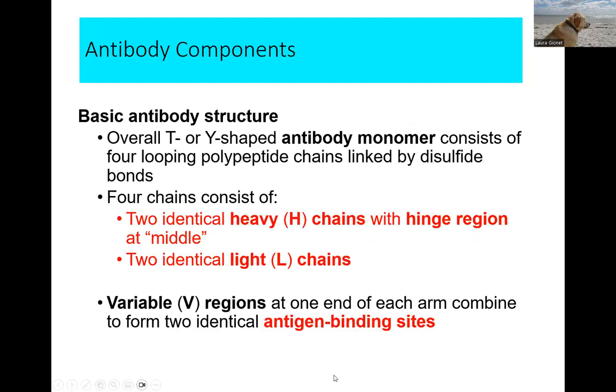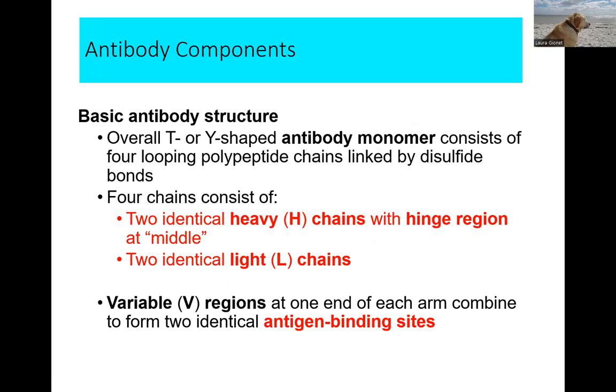Okay, antibody components. When it comes to an antibody structurally, we have what's called the basic antibody structure. Overall, it's a T or Y shape, and most of the diagrams in your books are going to have a Y shape to them. It's a Y-shaped antibody monomer, which means a single unit, and consists of 4 looping polypeptide chains linked by disulfide bonds. The 4 chains consist of 2 heavy chains and 2 light chains.